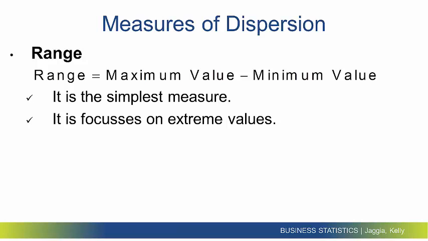So the range is calculated as the maximum value subtract the minimum value. Clearly it's impacted by extreme scores, as these are the actual values used to calculate the range. It's a really simplistic measure, and good as a quick measure of the spread of a data set, but there are better ones.